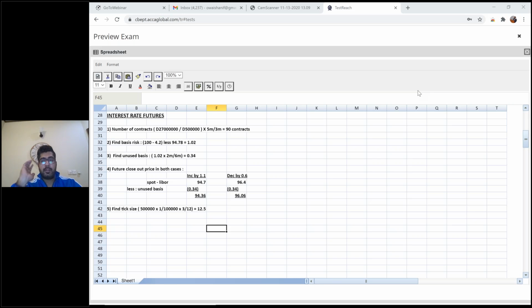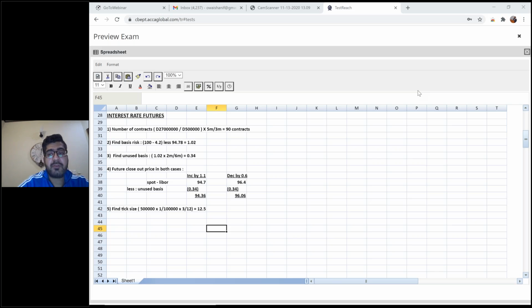Okay, so FRAs had been completed. But now we are moving towards futures. You have to show 7 steps in futures. The first step is the number of contracts. It's the amount of borrowing or deposit, 27 million, over contract size, 500,000, into time period, that is 5 months over 3, which gives 90 contracts. Next, basis risk: spot minus LIBOR, 100 minus 4.2, less futures price.